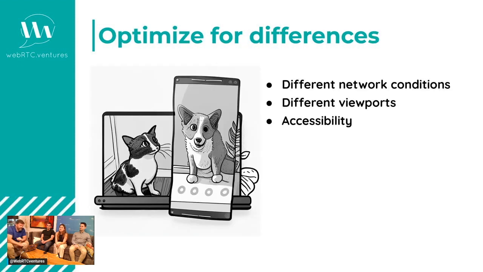If we go to the next slide, the next thing is optimizing for differences. So people are going to be connecting with different network connections, with different bandwidth, different quality of what they're seeing, and you have to optimize for that. You have to account for it when you're building it.